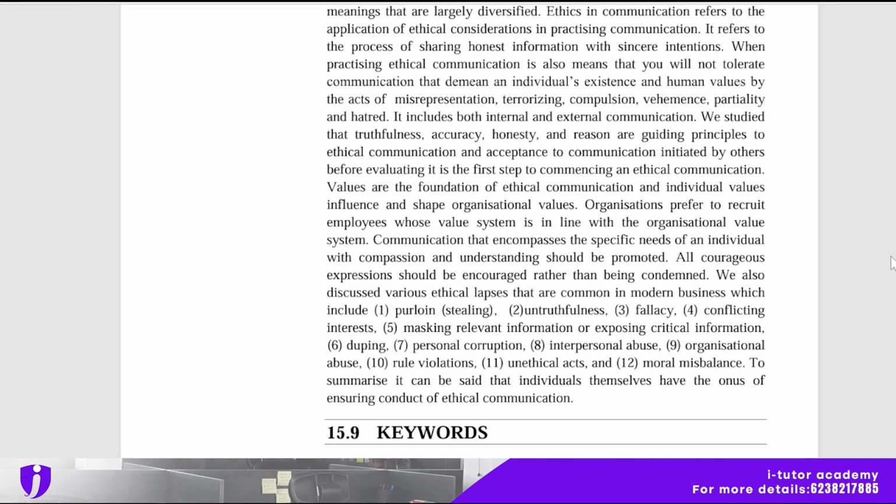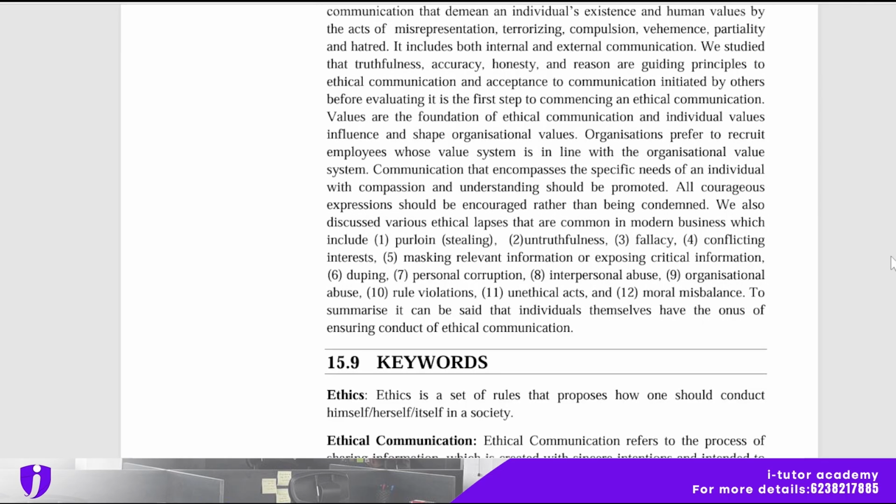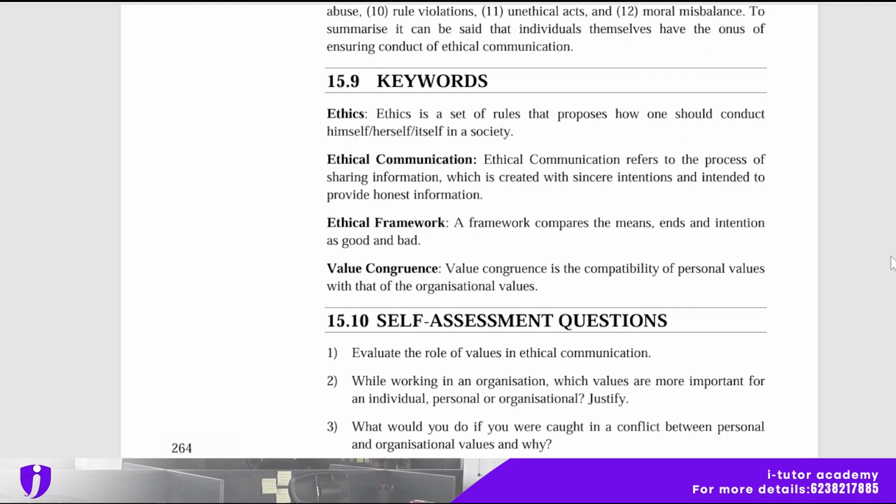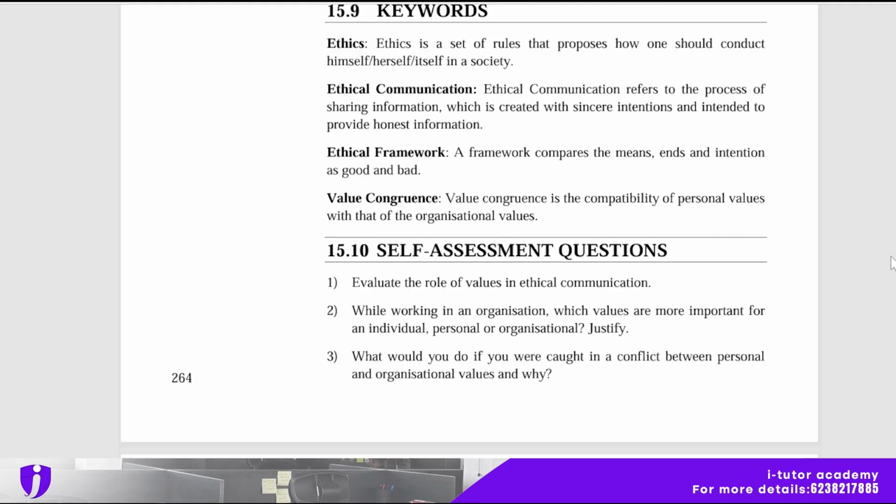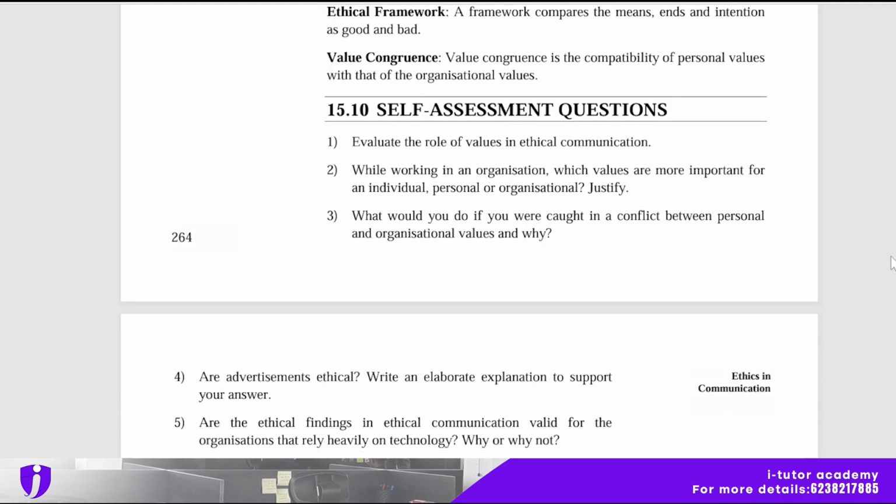We also discussed various kinds of ethical lapses that are common in modern business, which are included in the table. You just refer to that table, and the keyword section is here. If you feel any words are difficult, you can refer to this section. And as usual, the self-assessment questions are also here. They will help you with your term-end examination and your assignment, so you must do them. And in case of any doubts, you can contact us anytime.